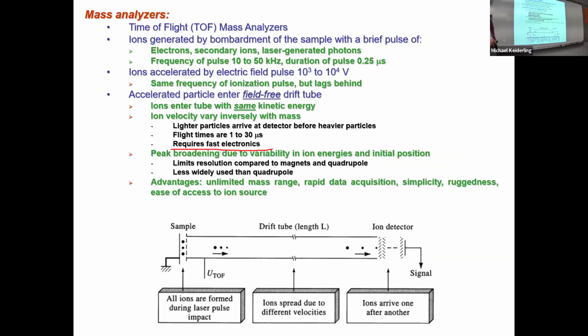A time of flight mass analyzer is sort of the simplest one. It's just a tube. Sample is generated by some method during some sort of pulse, and then it travels along the tube until it's detected. And it's accelerated here. The lighter things travel faster than the heavier things, so they're detected first.